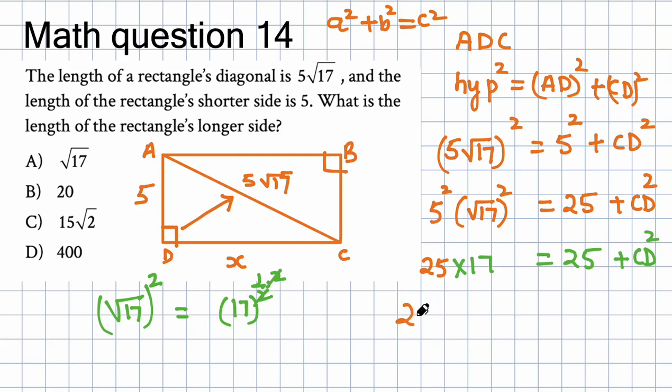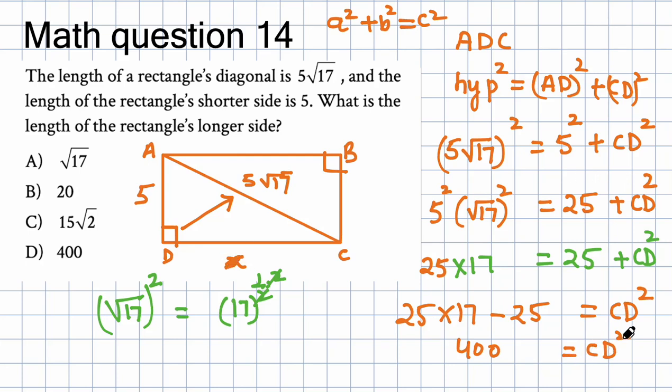Now let's subtract 25 from both sides. 25 times 17 minus 25 is equal to CD squared. If you solve it, 400 is equal to CD squared. Now I need CD, right? I can write X as well as I can write CD.